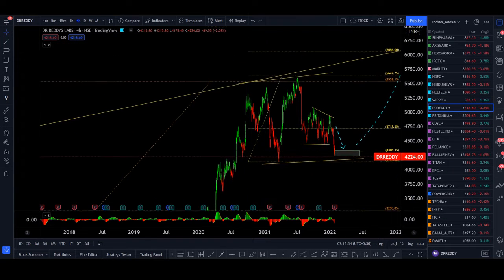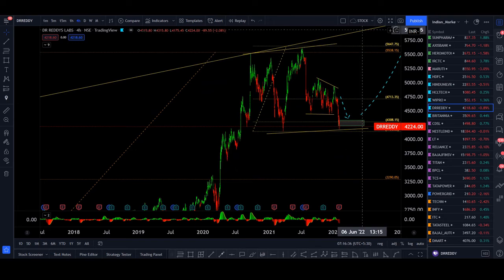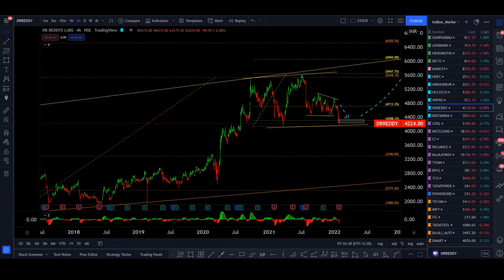Dr. Reddy has also completed its running wave, but is it ready for a trade? Not yet, unless it makes an impulse and a correction. We will not be entering the trade, as we never know what can happen.